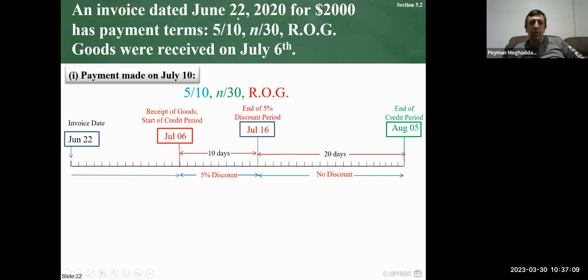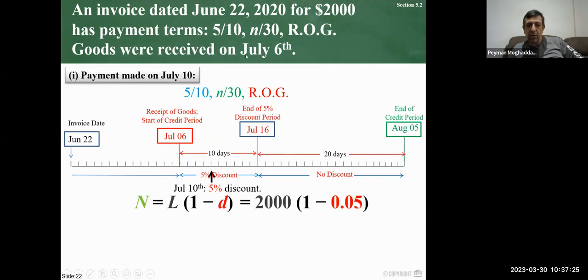So now you go back to the question. Payment made on July 10. July 10 is between July 6 and July 16. So 5% discount here, right? The net price is going to be $2,000 multiplied by 95%, right? It's going to be $1,900, okay?